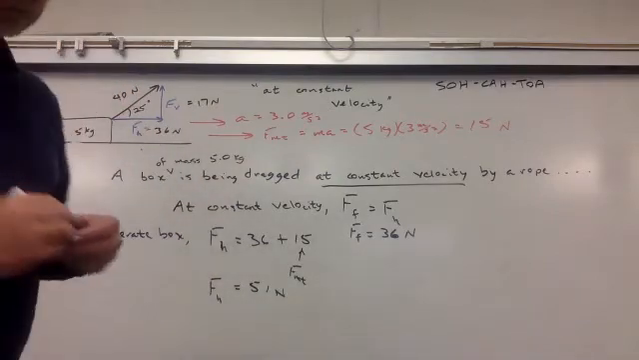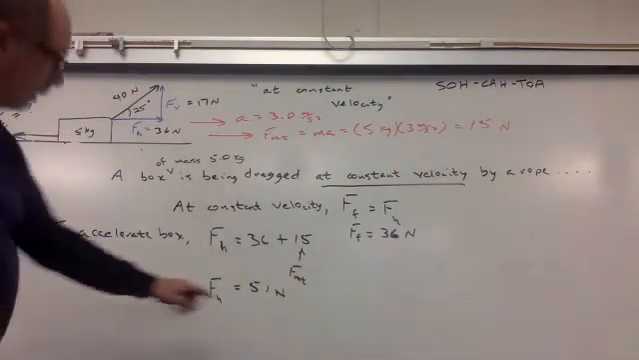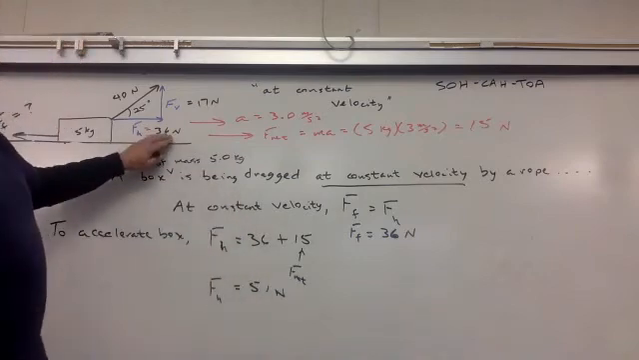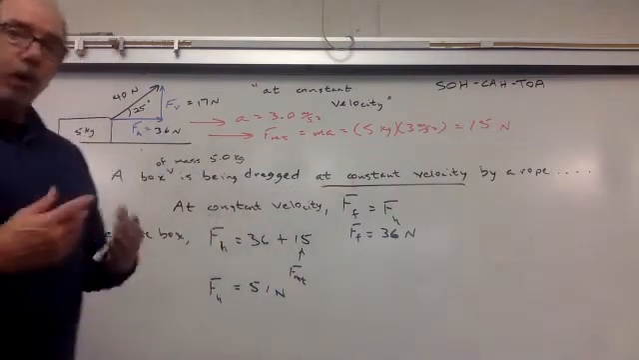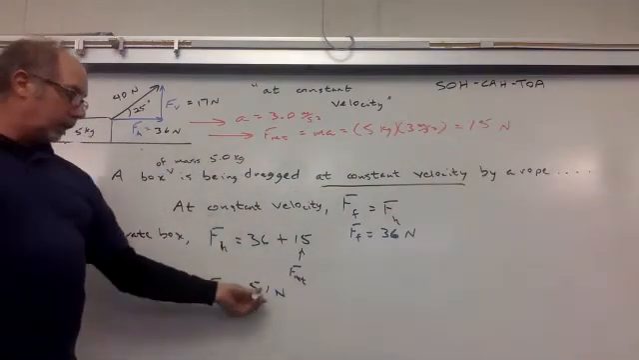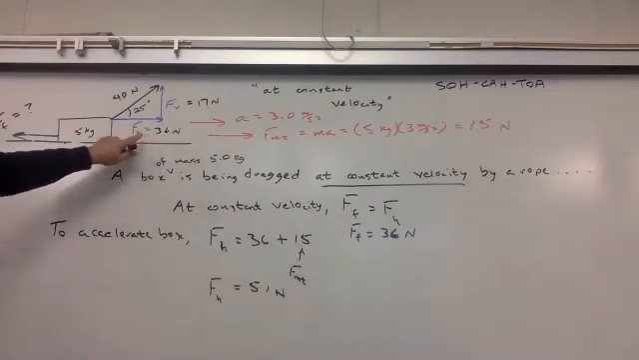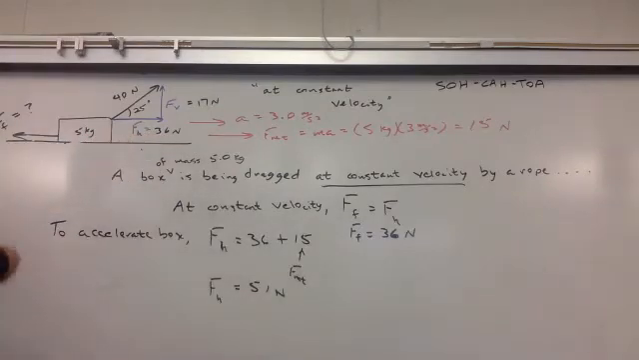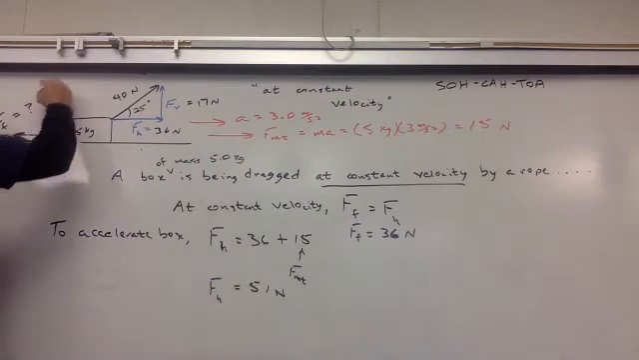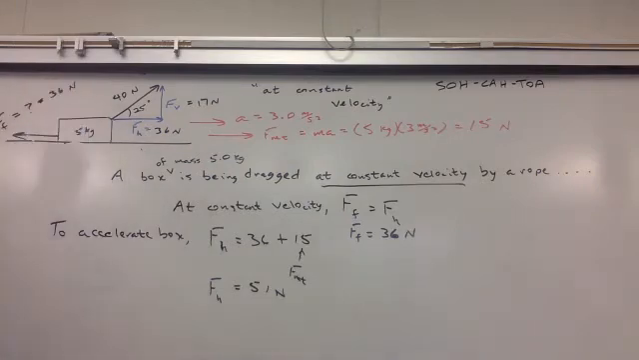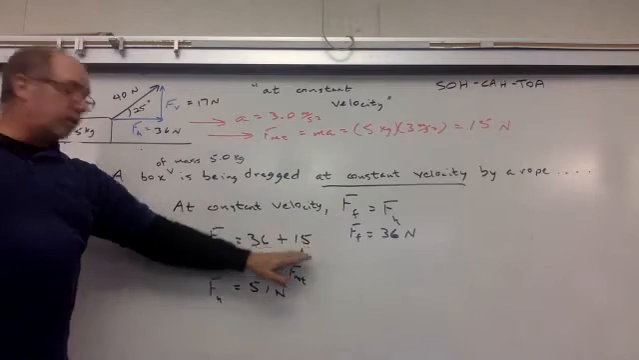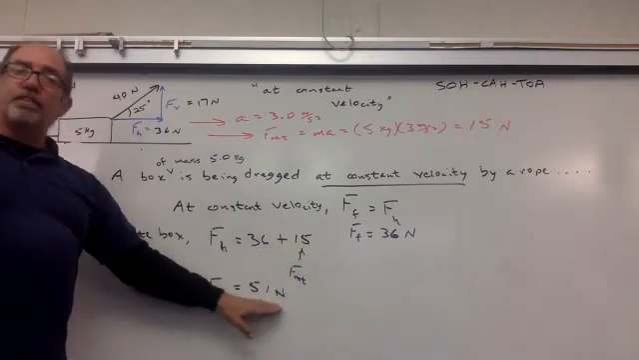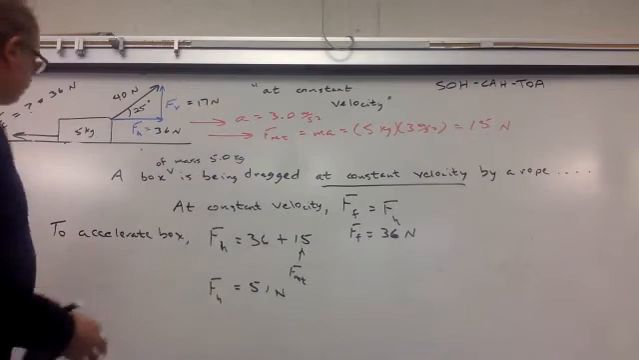I'm going to need more than 36 newtons. 36 newtons was required to drag it at a constant velocity. I need more than that to accelerate it. So I'm going to need 36 newtons of horizontal force to overcome the 36 newtons of friction. I'm going to need more than that. How much more? 15. So I need a total horizontal force of 51 newtons.